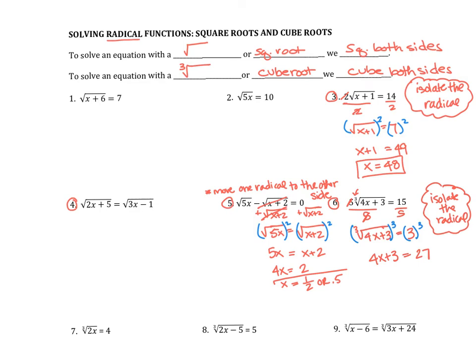Now I'm left with a linear equation I just need to solve for x. Let's subtract 3 over. I get 4x equals 24. Let's divide both sides by 4, and I get x equals 6. As you finish this worksheet, pay special attention to whether the problem has a cubed root or a square root, because that changes the math that you're going to do.